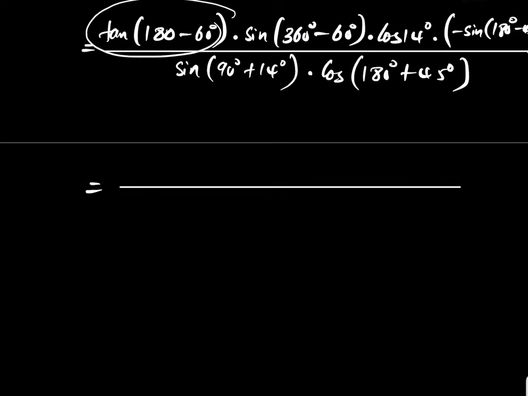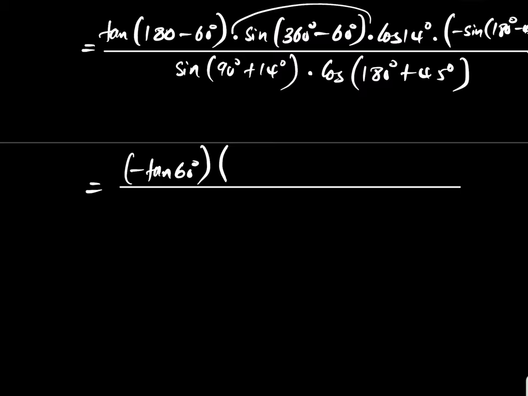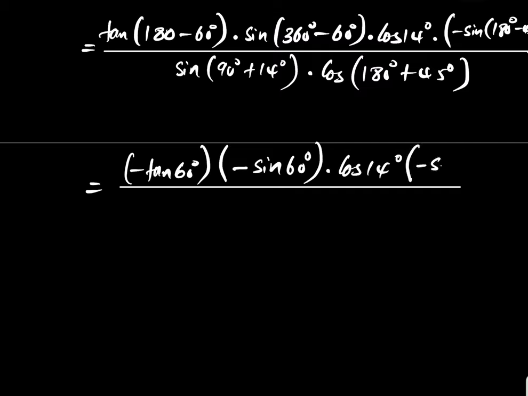That is in the second quadrant. So you're going to have a negative tangent of 60 degrees multiplied by, still in the fourth quadrant, so you're going to have a negative of sine of 60 degrees multiplied by, you can keep that, cos of 14 degrees, and then this is going to be in the second quadrant. But this negative must be maintained. This becomes negative sine of 45 degrees, and then you close that.